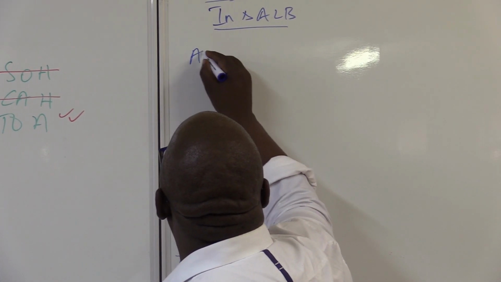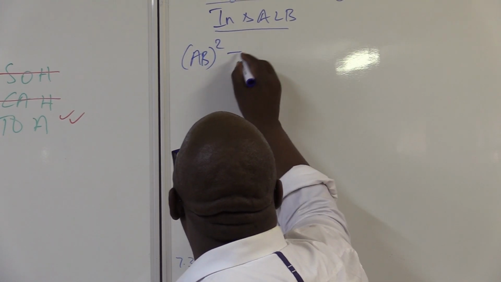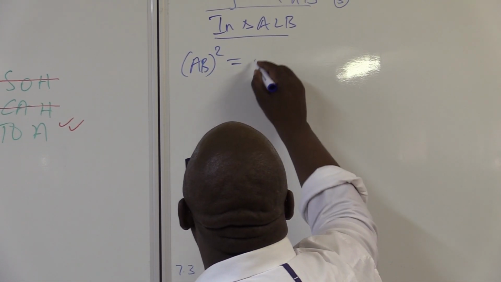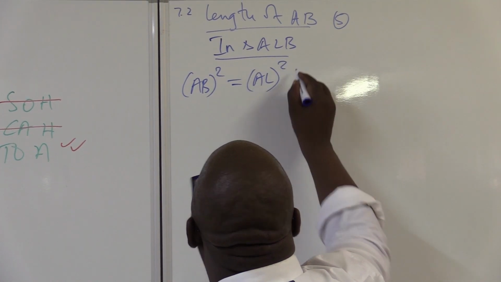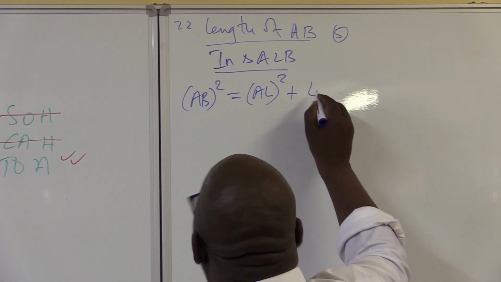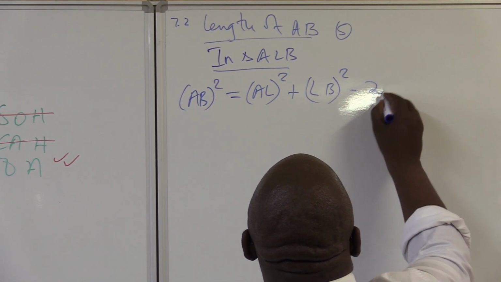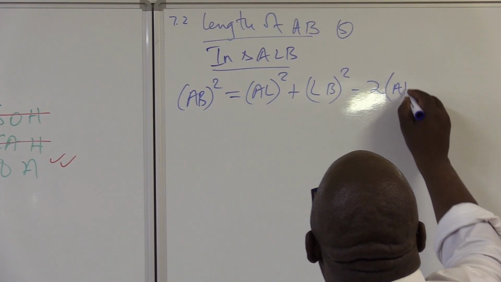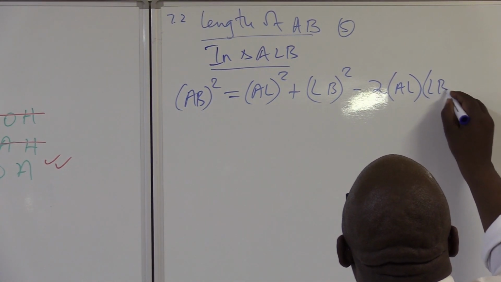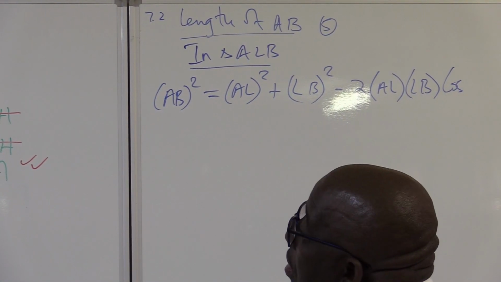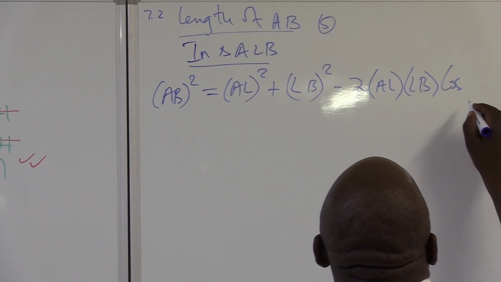We know that AB squared will be equal to AL squared plus LB squared minus 2 of the first one, AL, times the second one, which is LB, cosine of the included angle. In this particular case, it's going to be cos of L.